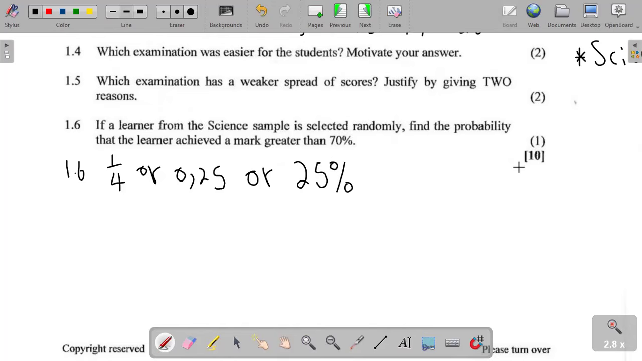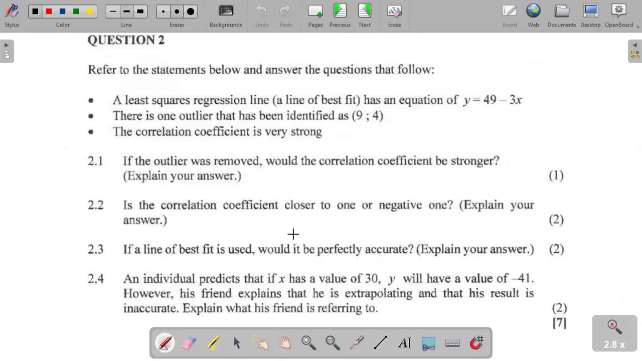So, statistics question. This question was 10 marks. Let's go to question 2. They are asking, refer to the statements below and answer the questions that follow. A least squares regression line, a line of best fit, has an equation y equals 49 minus 3x. There is one outlier that has been identified as (9, 4).